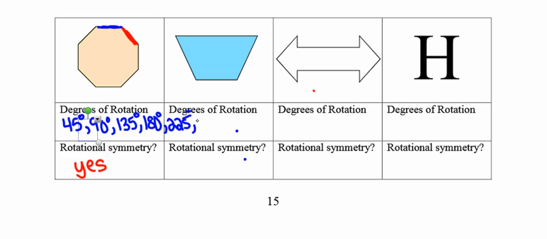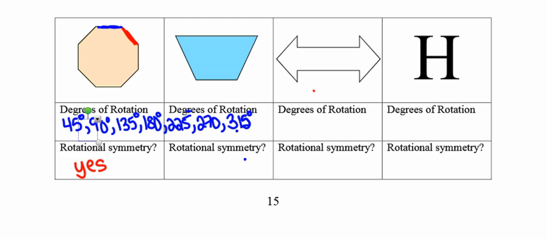225, 270, 315, and then another 45 would put us back at 360, and we don't want to include that.